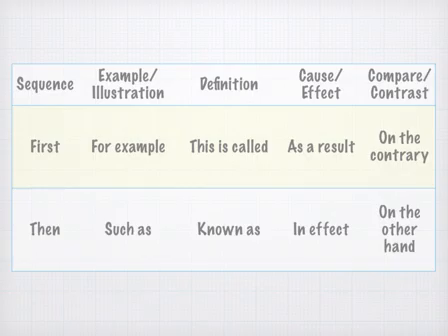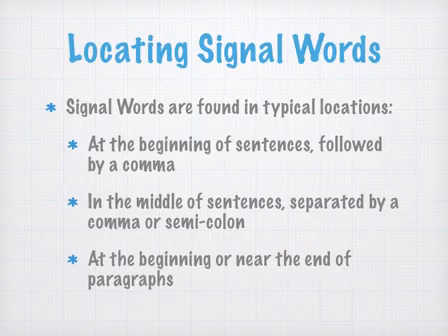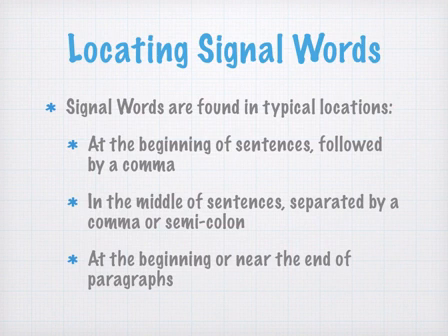When it comes to locating signal words, the good news is that they are found in some very typical locations. They're found at the beginning of sentences, often followed by a comma. They're found in the middle of sentences, separated by a comma or semicolon. And they will be at the beginning or near the end of paragraphs.